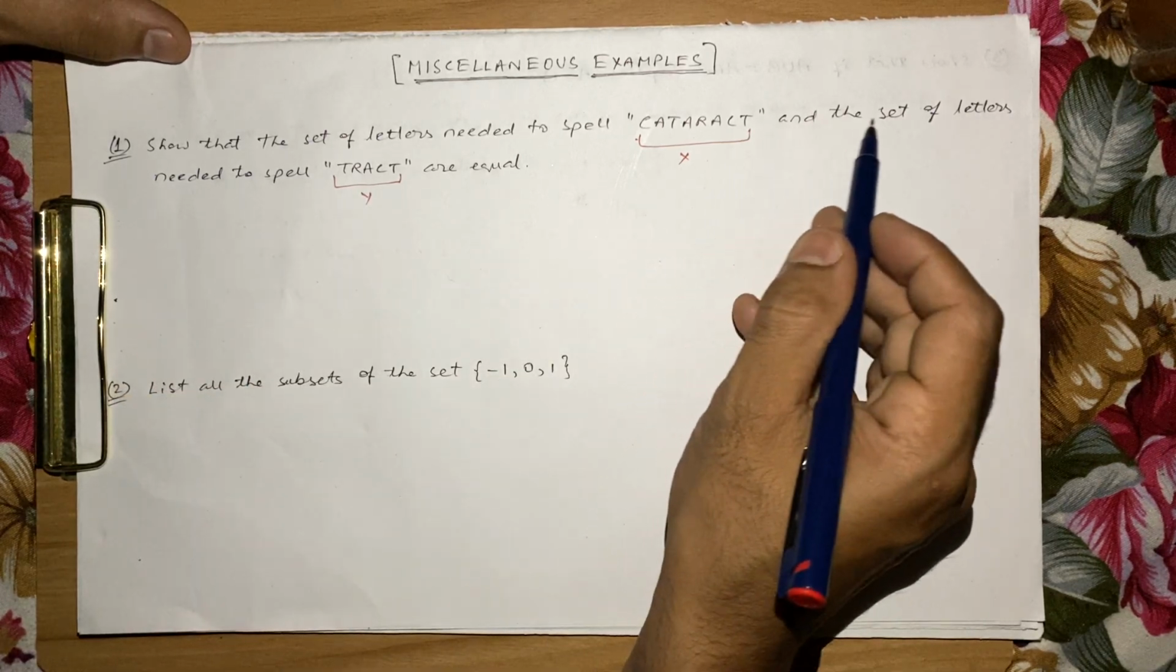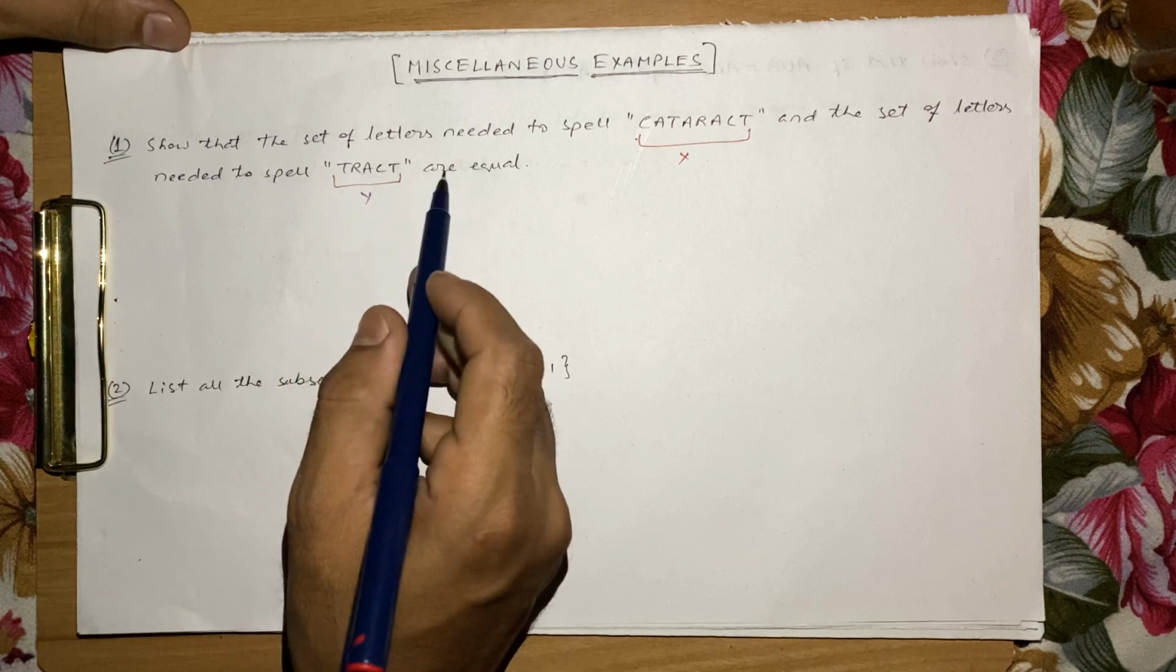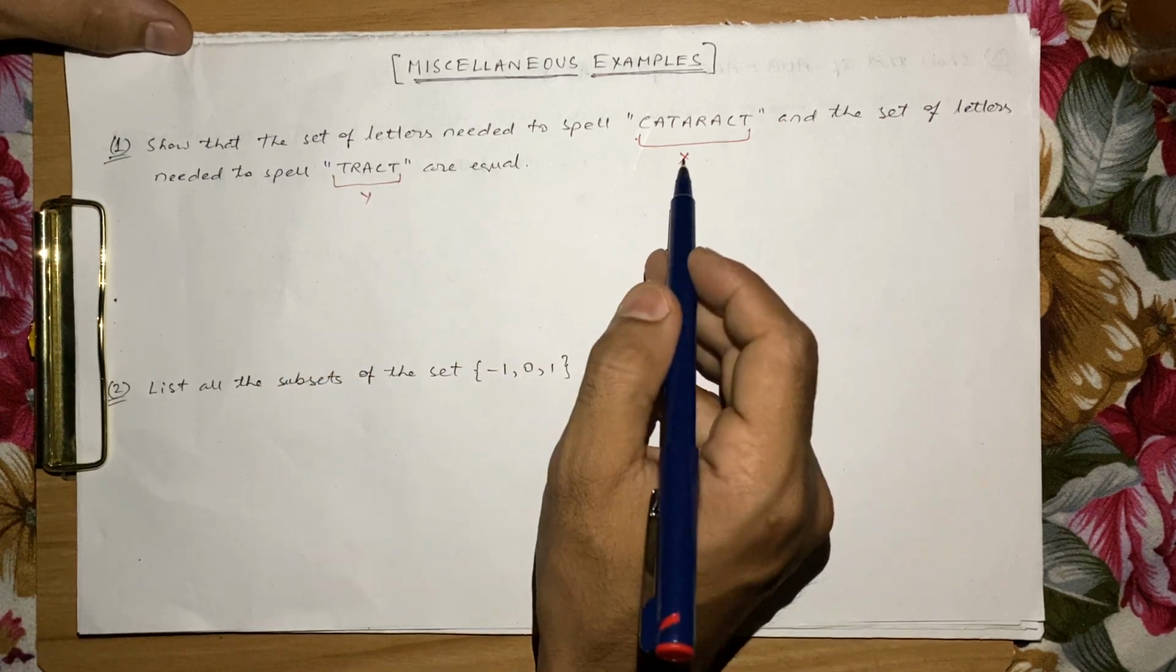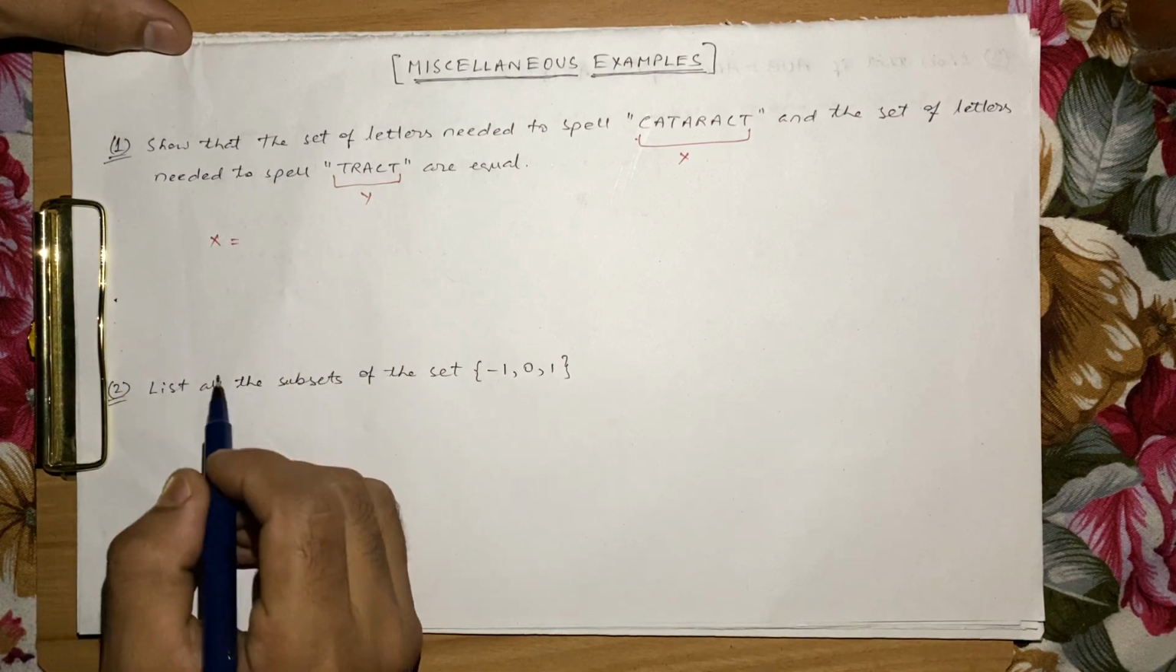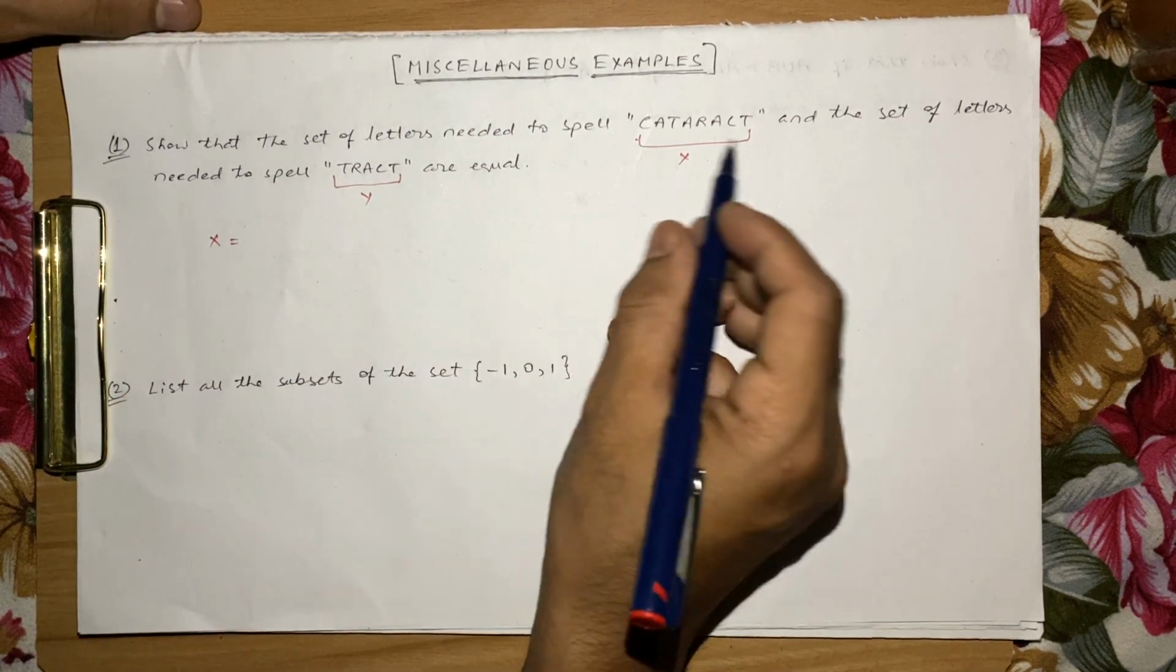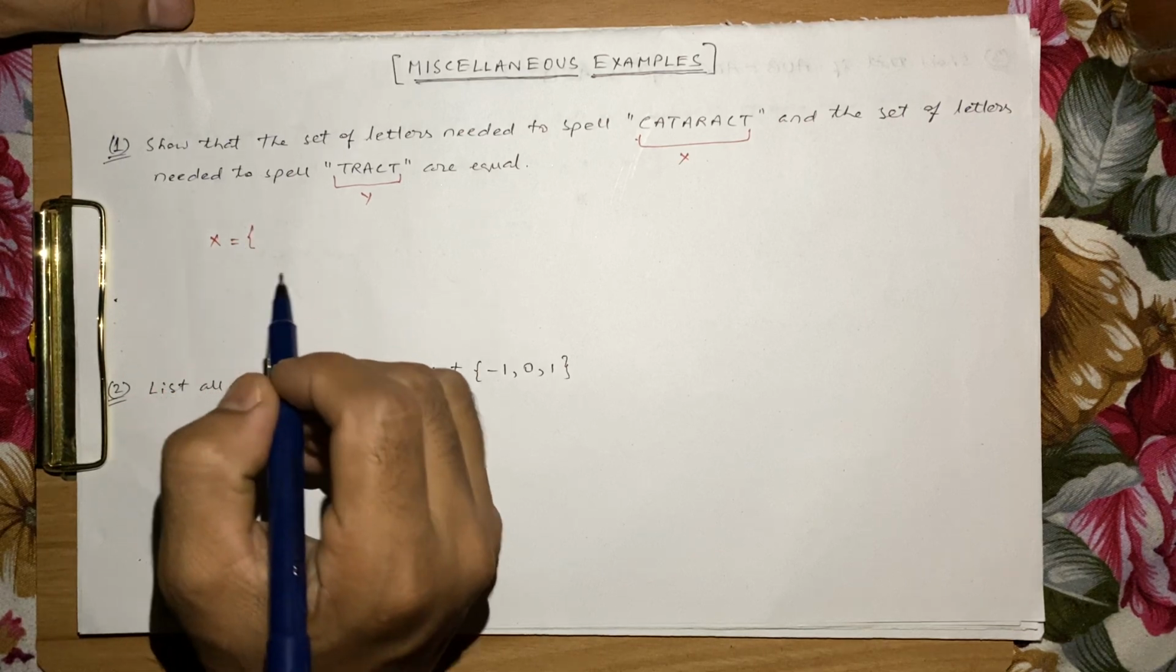So it says the set of letters needed to spell cataract and the set of letters needed to spell tract are equal, which means we need to show that X is equal to Y. So let's try to form the set X first. What is X? X is the set of letters in the word cataract. So in the roster form, how will it look?